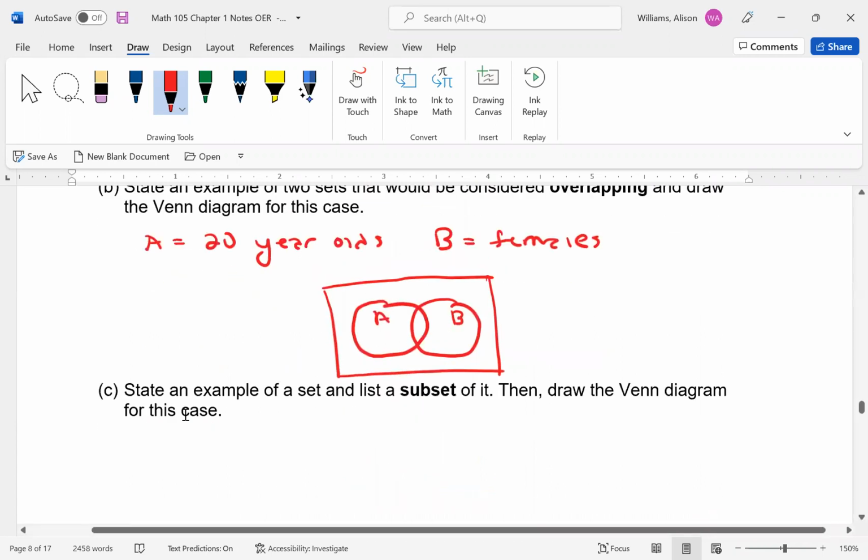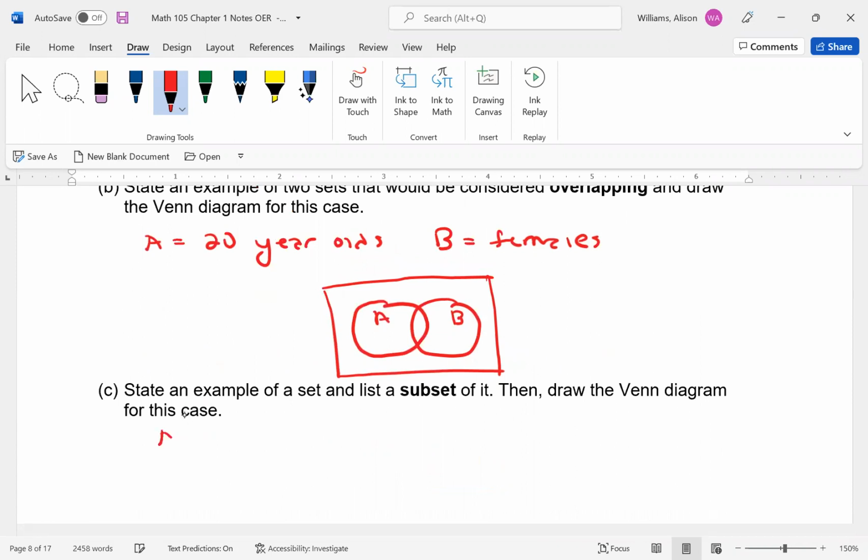Okay, let's do a subset. Now this time I'm going to have to change it, and I'm going to correct the wrong I said earlier. Let A be dogs and B be mammals.